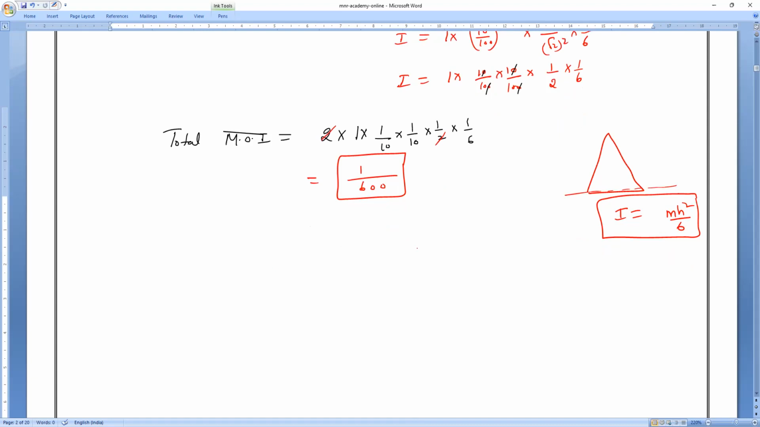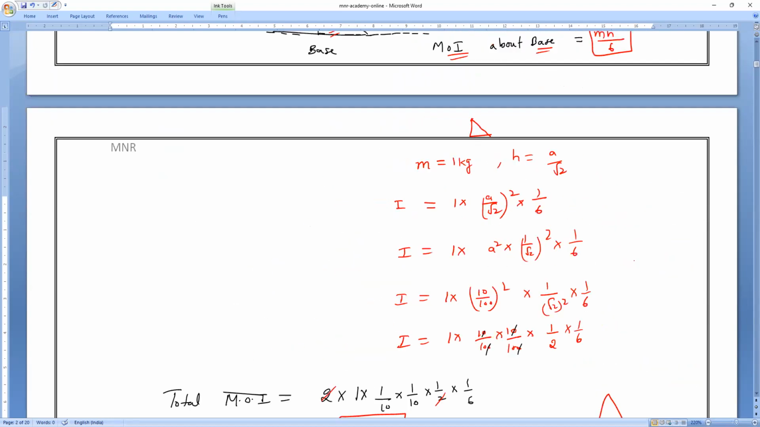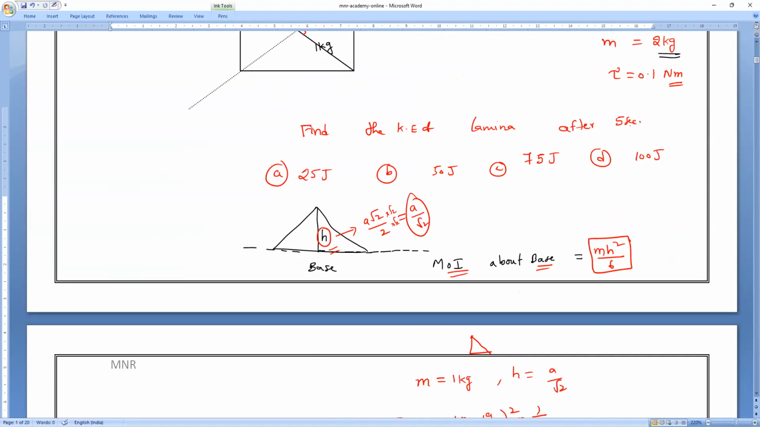Now they are asking what is the kinetic energy. What is the kinetic energy formula? Half I omega square. So half into the I value I got, 600. But what about omega? What is the time they have given? After 5 seconds. The body is initially at rest, so what is the initial angular velocity?